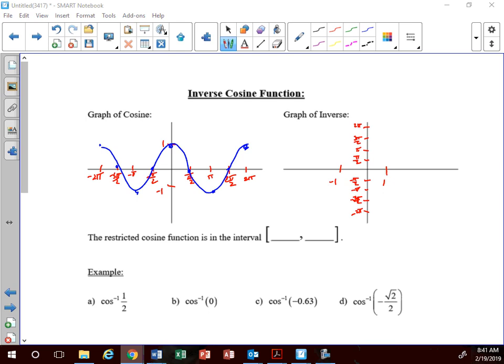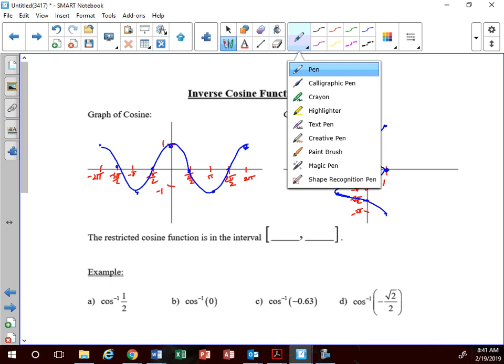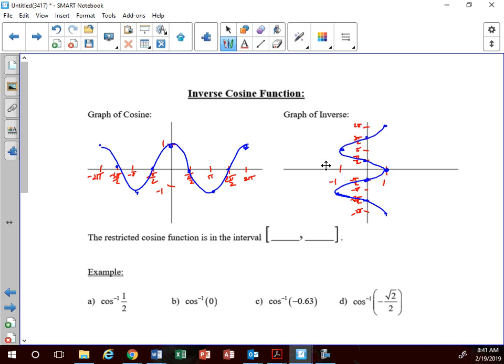Okay, guys, so when I graph the inverse, are we okay with that graph? We need a minute. I see a few people still writing. Give me a second here to get caught up. Start thinking about what window we're going to use for this one.